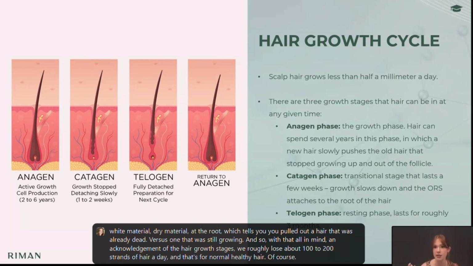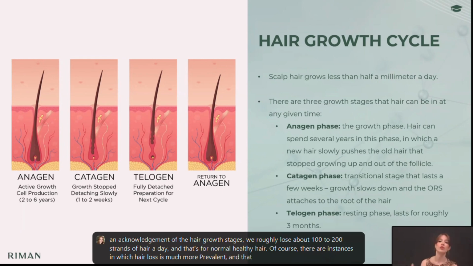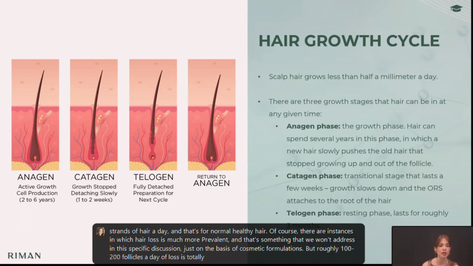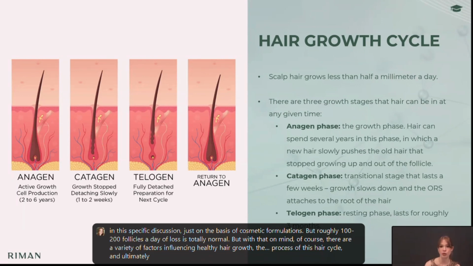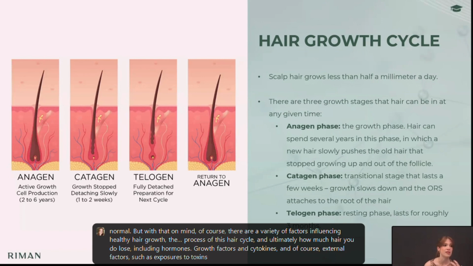Of course, there are instances in which hair loss is much more prevalent, and that's something that we won't address in this specific discussion, just on the basis of cosmetic formulations. But roughly 100, 200 follicles a day of loss is totally normal. But with that in mind, of course, there are a variety of factors influencing healthy hair growth, the process of this hair cycle, and ultimately how much hair you do lose, including hormones, growth factors, and cytokines, and of course, external factors such as exposure to toxins, deficiency in nutrients, vitamin B3, the list goes on.